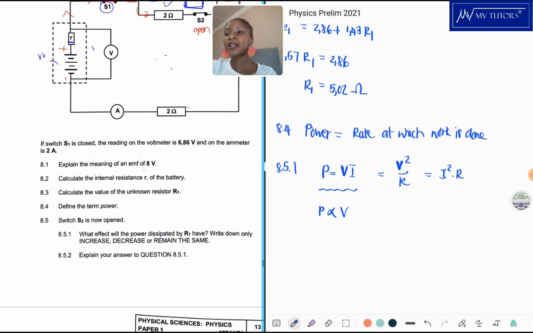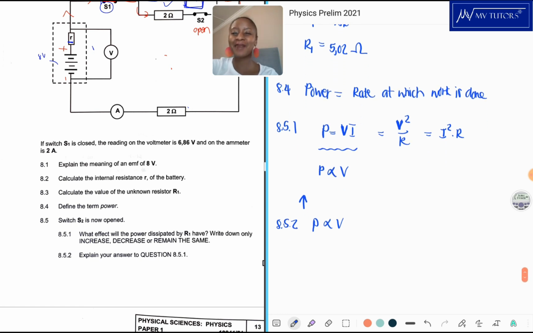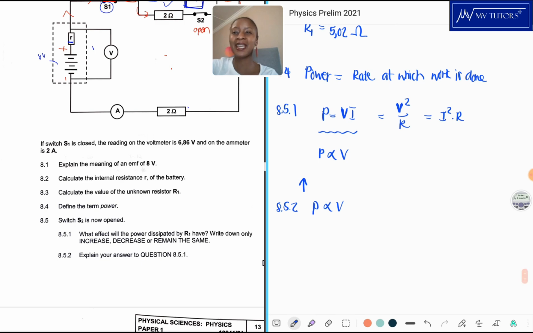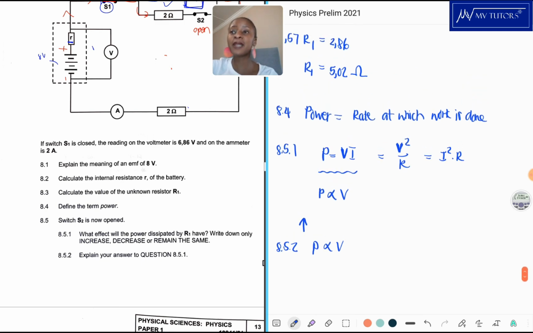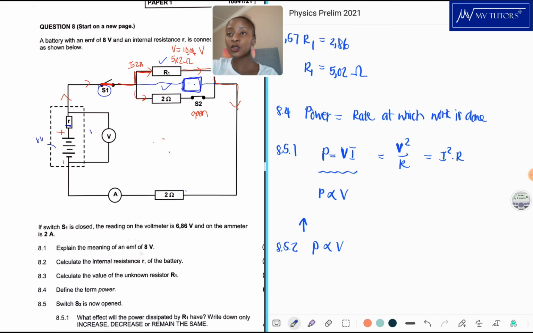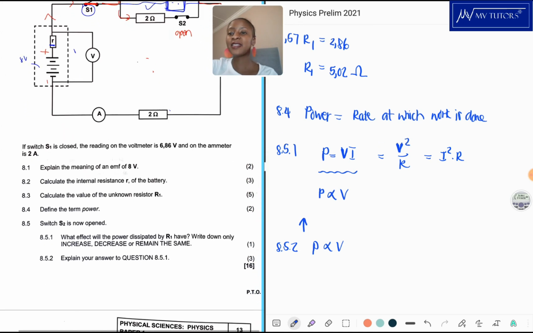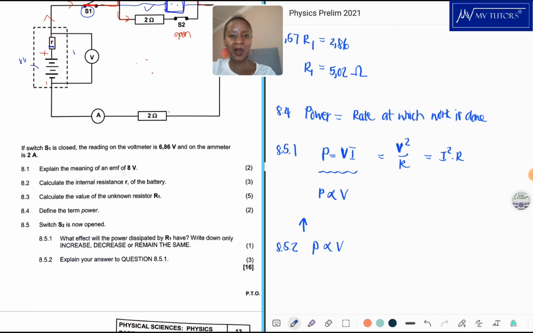So let's see, what effect will the power dissipated by R1 have? It will increase. Explain your answer. Well, basically, power is directly proportional to voltage. Okay, and why would that be? You would have to explain that you're getting the full current going through resistor 1, and therefore your voltage has increased as a result. And because the voltage has increased, it means the power will also increase. And you can leave it there and be done with question 8, like we are right now.